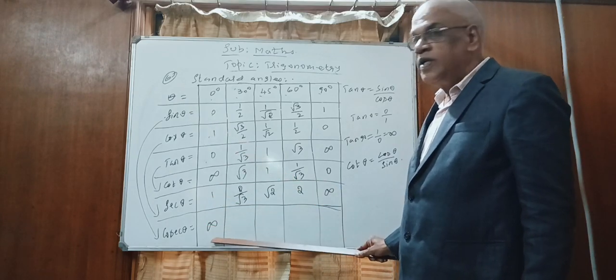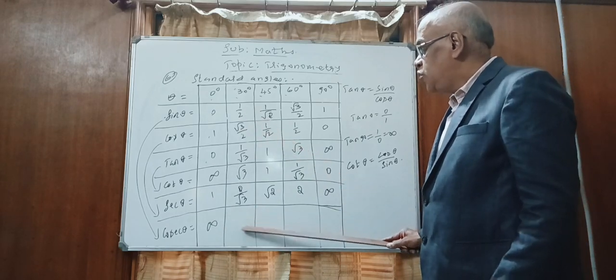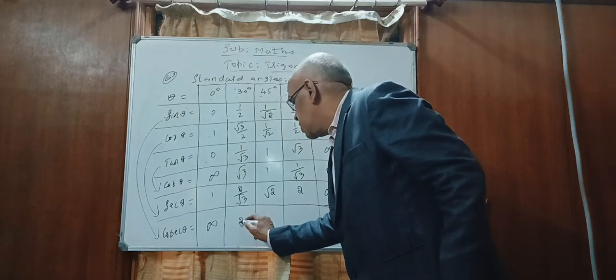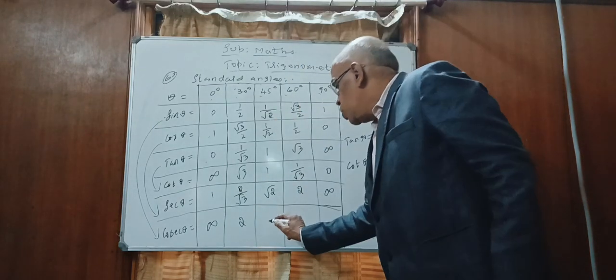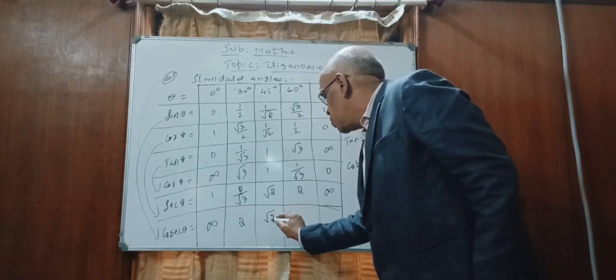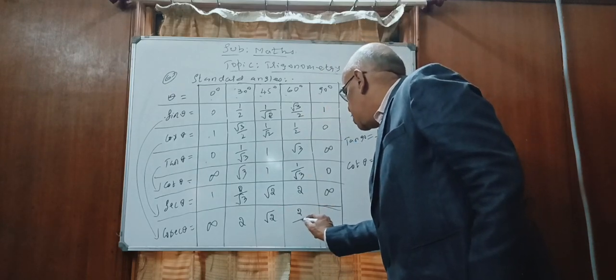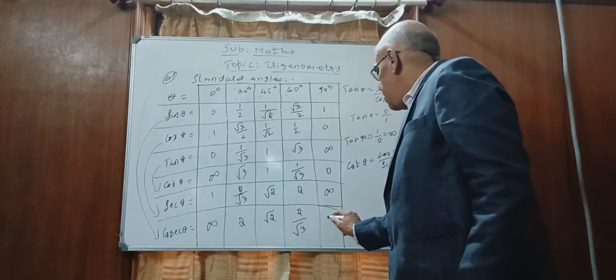Now, what is the reciprocal of sin 0? Reciprocal of 0 is 1 by 0, infinity. Reciprocal of 1 by 2 is what? 2. What is the reciprocal of 1 by root 2? Root 2. What is the reciprocal of root 3 by 2? 2 by root 3. What is the reciprocal of 1? 1.